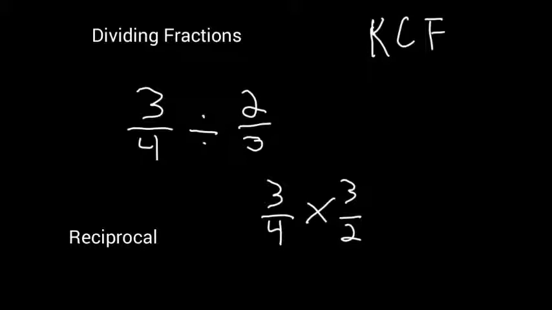Now we have 3/4 times 3/2, and so here you're just going to multiply like you do any other fraction. So 3 times 3 is 9, 4 times 2 is 8. So we have 9/8. 8 will go into 9 one time with 1 left over. So 1 and 1/8. Let's practice a couple more.